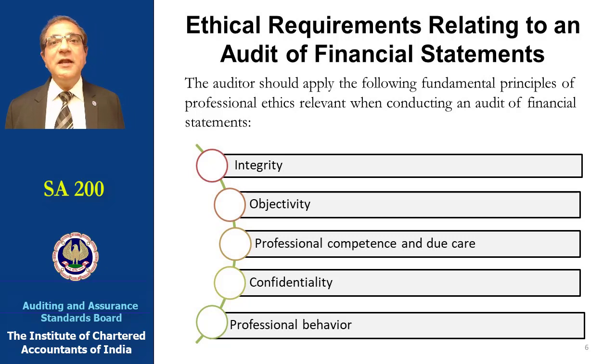Objectivity. The objectivity and independence of the auditor is equally very, very important. The auditor needs to be independent completely, and at the same time his objective is to provide a true and fair view on the financial statements of the company.